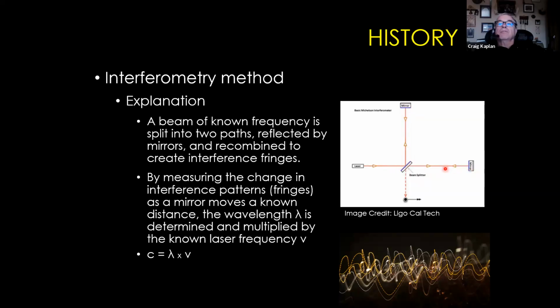But if you move one of these mirrors back and forth, it'll cause constructive or destructive interference, and there'll be a very specific interference pattern. And this interference pattern allows precise calculation of the wavelength of this light. And again, if you have wavelength and you have frequency, you can calculate the speed of light. This image comes from LIGO, which is one of the huge interferometers that's currently detecting gravity waves and things like that.